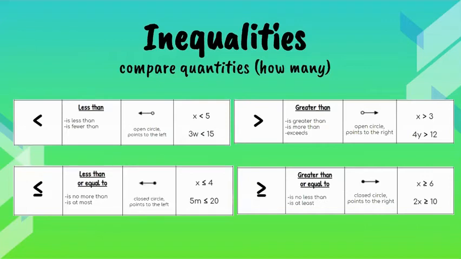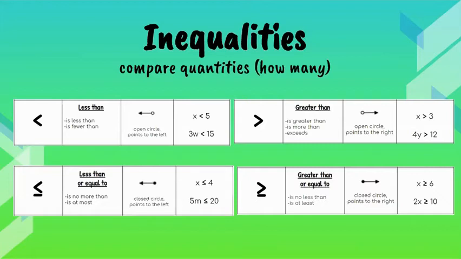We have the less than symbol first. You may see the words is less than or is fewer than. When you are graphing on a number line, you are going to use an open circle and you are going to point to the left. The next one we're going to talk about is greater than. You may see the words is greater than, is more than, or exceeds. When you graph greater than on a number line, it's going to be an open circle pointing to the right.